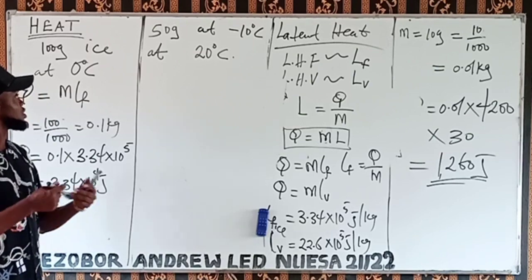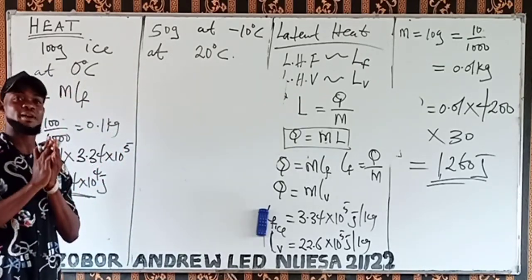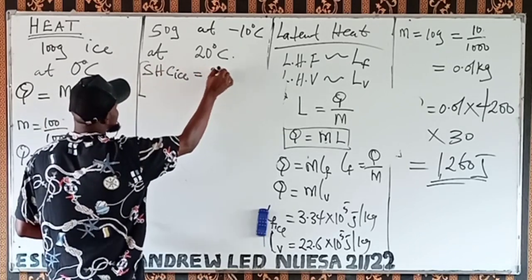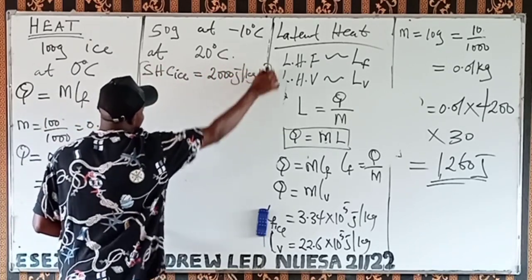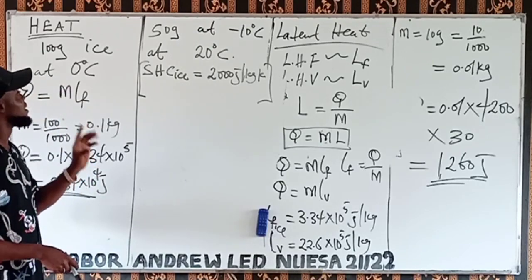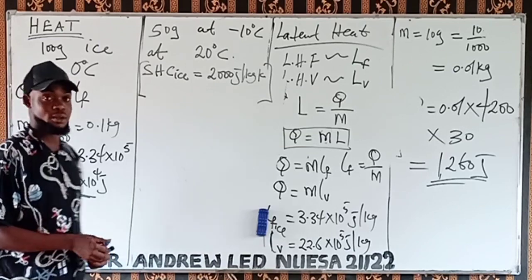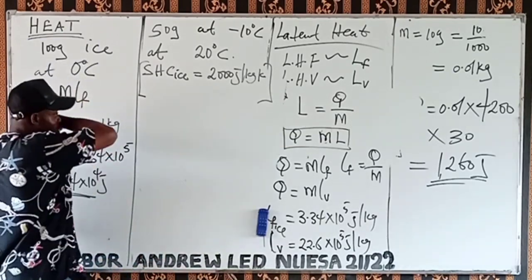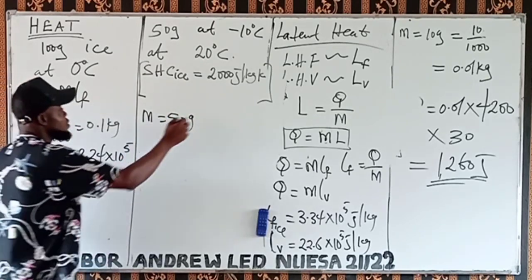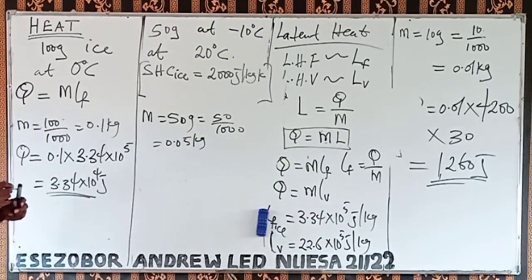Now in this case, you just have to be very careful. In brackets, you can write: assume the specific heat capacity of ice is equal to, let's say, 2000 joules per kilogram per Kelvin. Then the specific heat capacity of water is 4200, which I've used before. This one is constant. Then the latent heat of fusion for ice is 3.34 times 10 to the power 5 joules per kilogram. We have the mass of water to be 50 grams, which is 50 over 1000, that is 0.05 kilogram. That is very good.